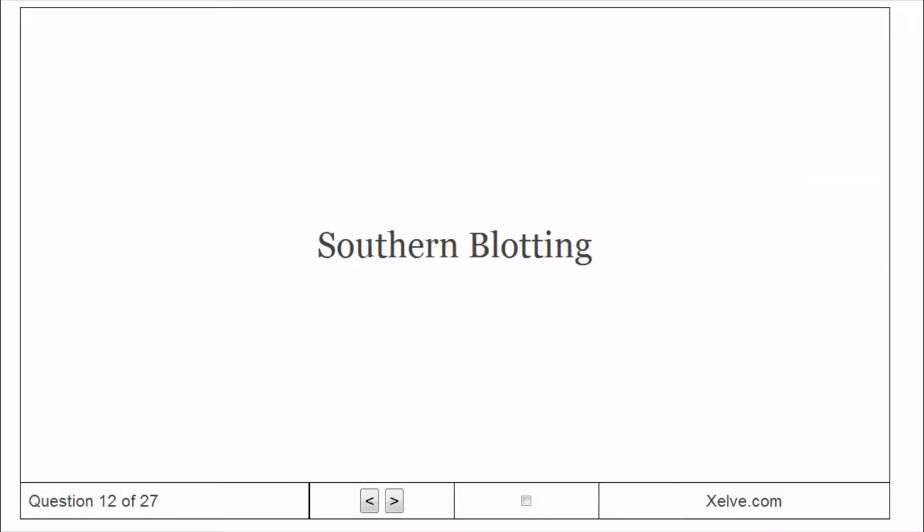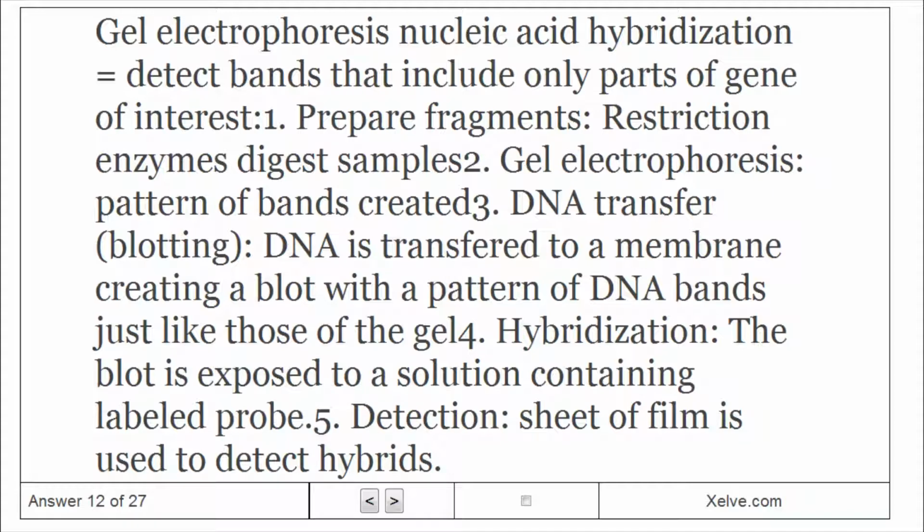Southern blotting. Gel electrophoresis plus nucleic acid hybridization detects bands that include only parts of the gene of interest. 1. Prepare fragments: restriction enzymes digest samples. 2. Gel electrophoresis: a pattern of bands is created. 3. DNA transfer, blotting: DNA is transferred to a membrane, creating a blot with a pattern of DNA bands just like those of the gel. 4. Hybridization: the blot is exposed to a solution containing labeled probe. 5. Detection: a sheet of film is used to detect hybrids.